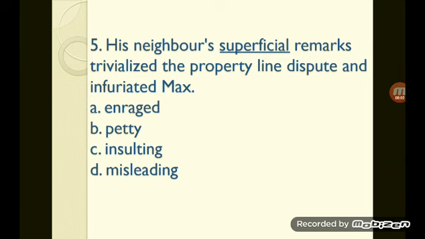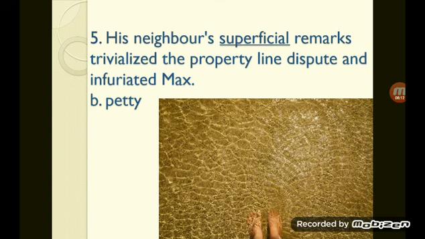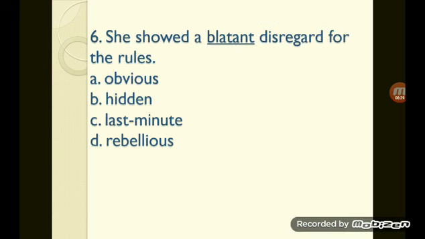So here it's not enraged, it's not insulting, it's not misleading. Because the remarks have trivialized, that means the remarks are petty, shallow. Superficial means shallow, not deep. The picture here shows shallow water, just to give you a pictorial hint. This has nothing directly to do with the question.